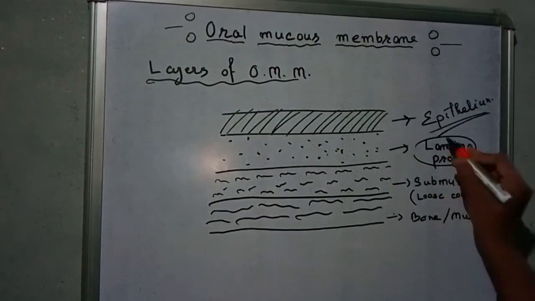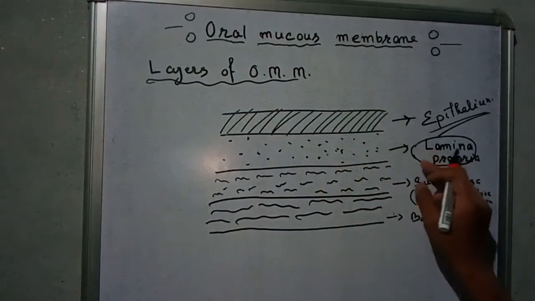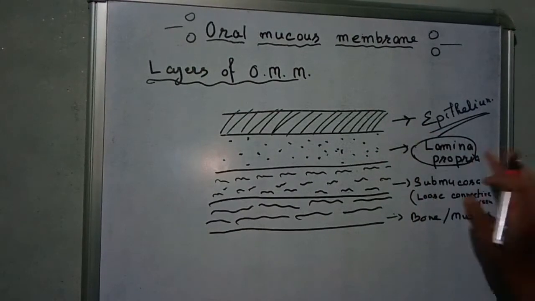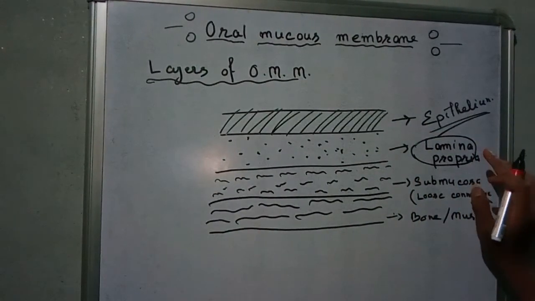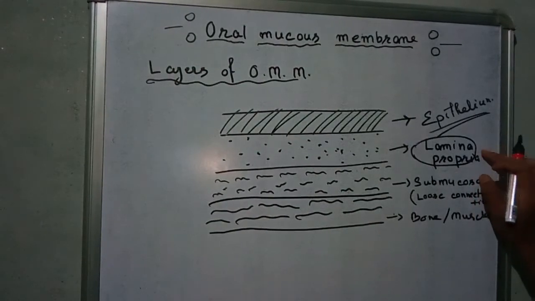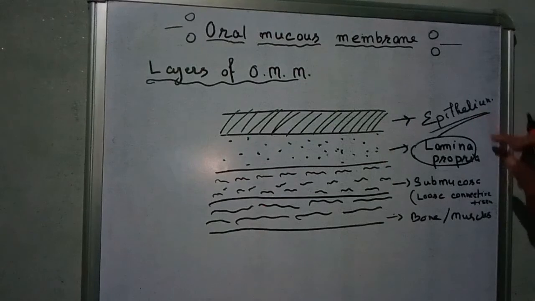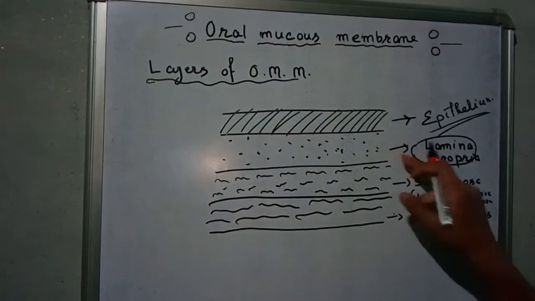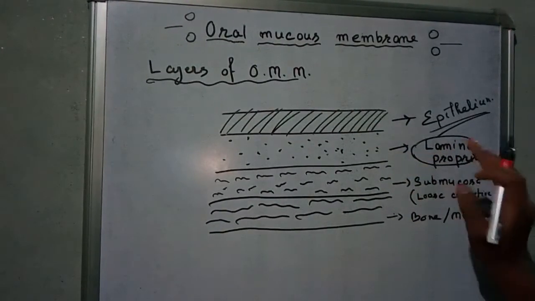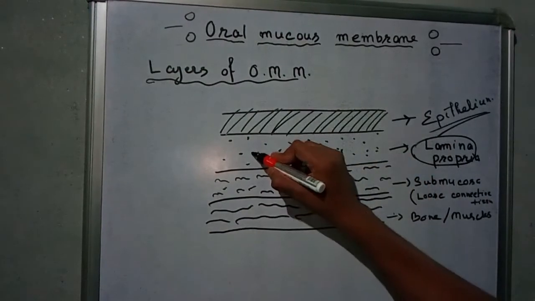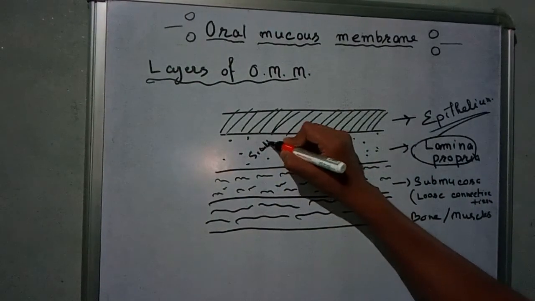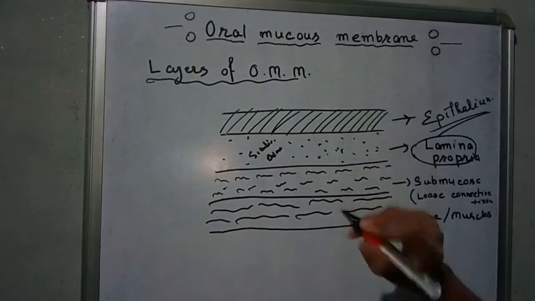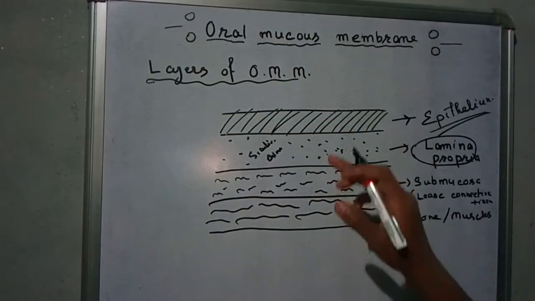Now let's talk about the layer that is lamina propria. It's a very important layer. It's a connective tissue under the epithelium of the mucous membrane. This layer, lamina propria, contains the salivary glands.